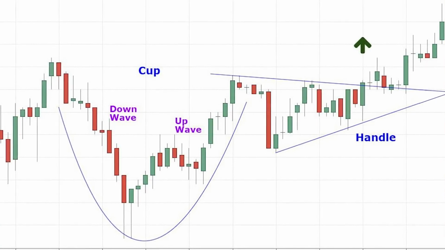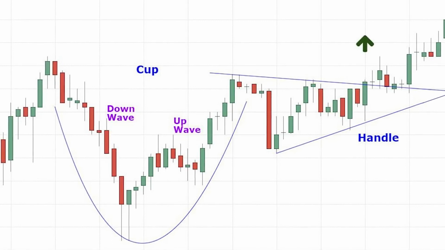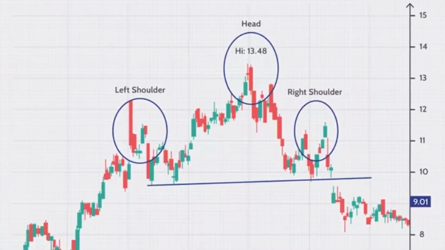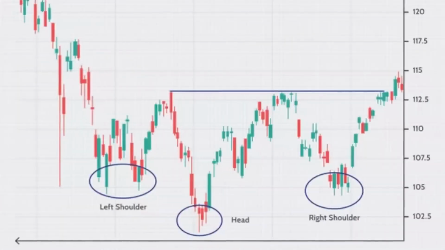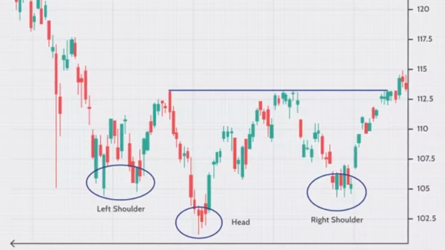The bowl shape is then followed by what looks like a pennant chart pattern, and this may indicate a further breakout in price. A head and shoulders trend following an increase in price may indicate the price will decrease. A reverse head and shoulders trend following a decrease in price may indicate that the price will increase.